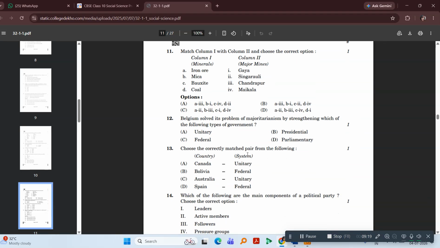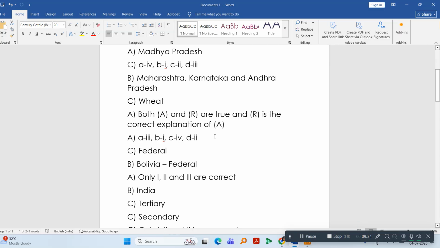Now, 12th one. This is with regard to civics. Belgium solved its problem of majoritarianism by strengthening which of the following types of government? What do you think is the correct answer? The correct answer is federal government.